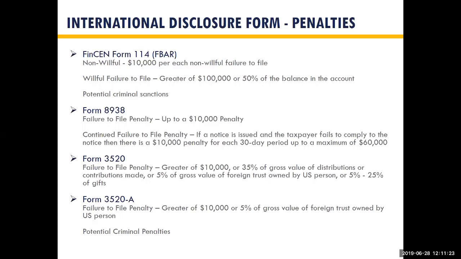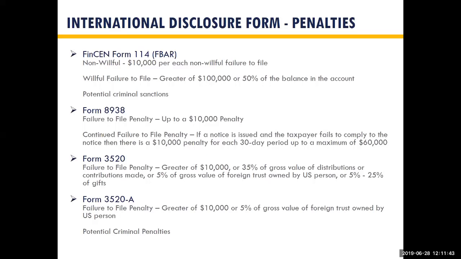8938, again, it's up to a $10,000 penalty. You'll notice a common theme with most of these of being a $10,000 penalty. There are continued failure to file penalties with the Form 8938 up to a maximum of $60,000.